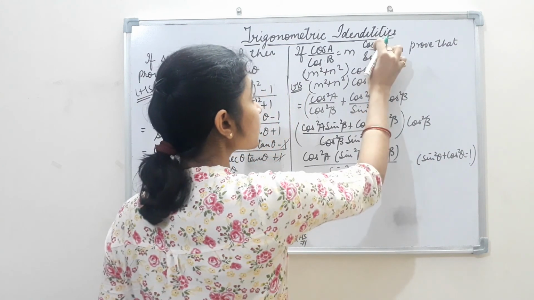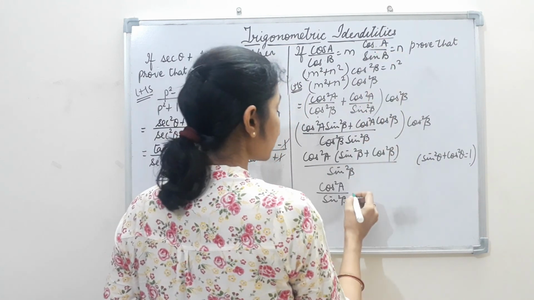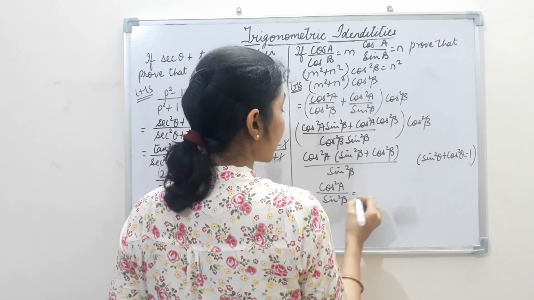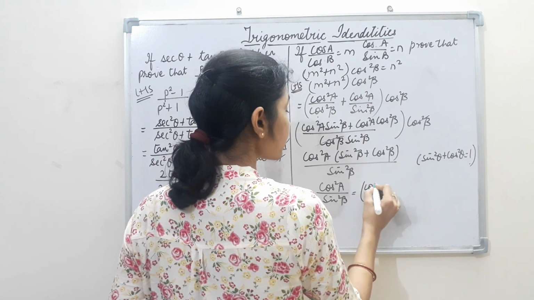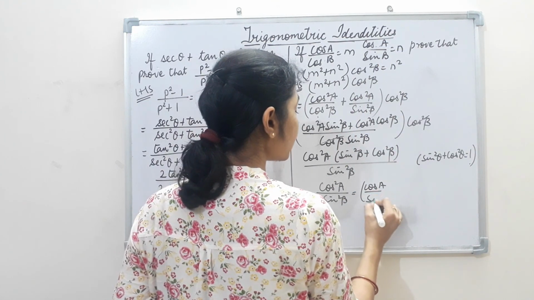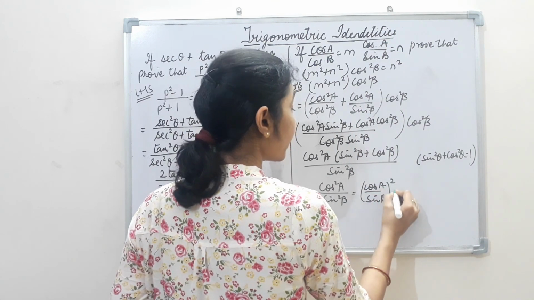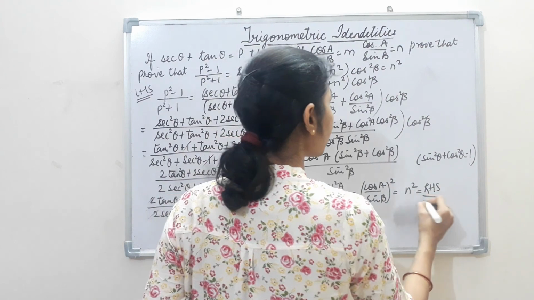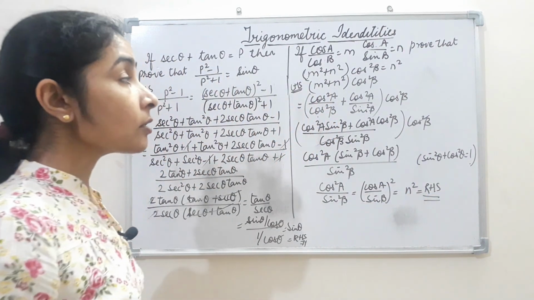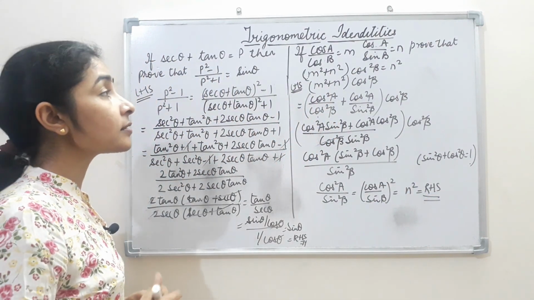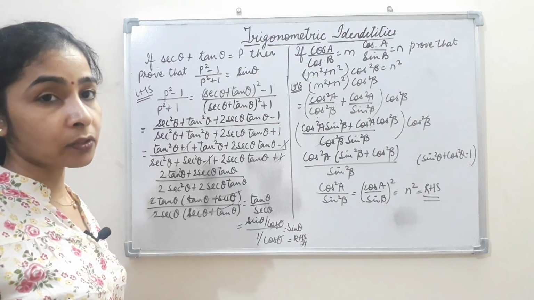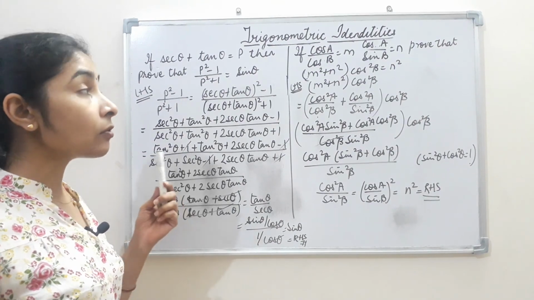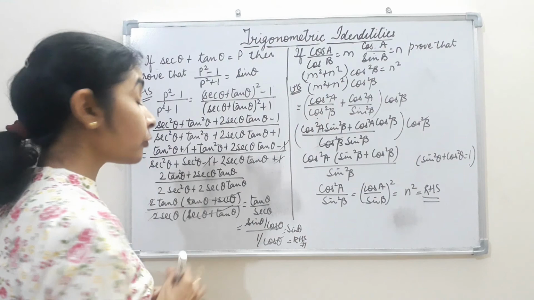Okay, and cos A upon sin B is equal to n. So we can also write this as cos A upon sin B whole square, and that is equal to n square, which is equal to the RHS. So like this we can assign the value, start with the LHS, and prove it equal to the RHS. Now let's look at a few more examples.